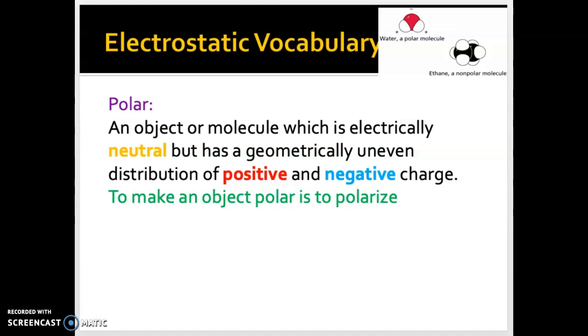Okay, so another vocabulary word is when you polarize something that's polar. It's not actually overall charged at all. It's neutral, but the positive and negative charges are distributed on either end, and you probably learned about this in chemistry. So when you make it polar, you polarize it. That's just vocabulary.